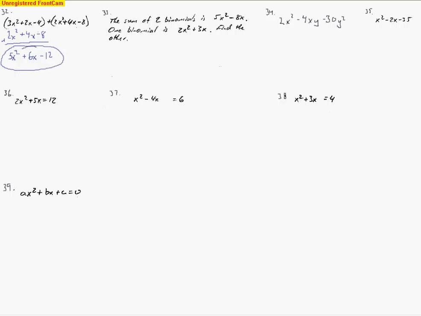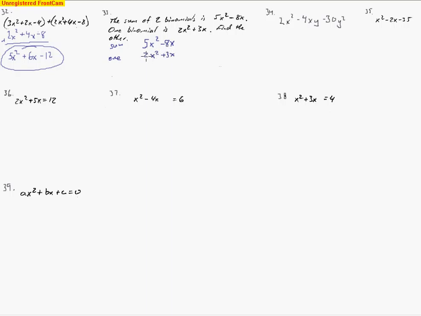Taking a look at the next problem, here we have the sum of two binomials. So this is what they add to equal. And then one of them is this, 2x squared plus 3x. Find the other. Well, here it's just a subtraction problem. 5x squared minus 8x. This is the sum. So the sum is this one. One of those is equal to 2x squared plus 3x.